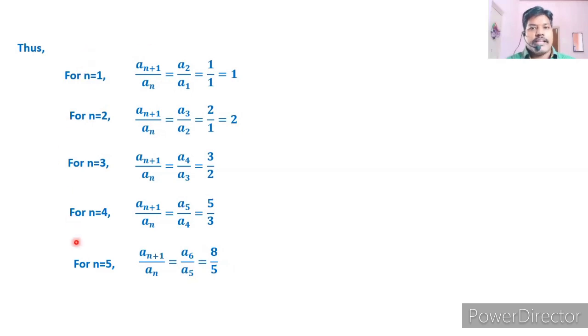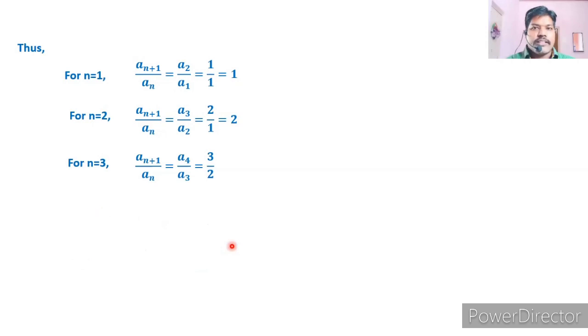So for n is equal to 1 to 5: for n is equal to 1, a(n+1) by a(n) value is 1. For n is equal to 2, the value is 2. For n is equal to 3, the value is 3 by 2. For n is equal to 4, the value is 5 by 3. For n is equal to 5, the value is 8 by 5.